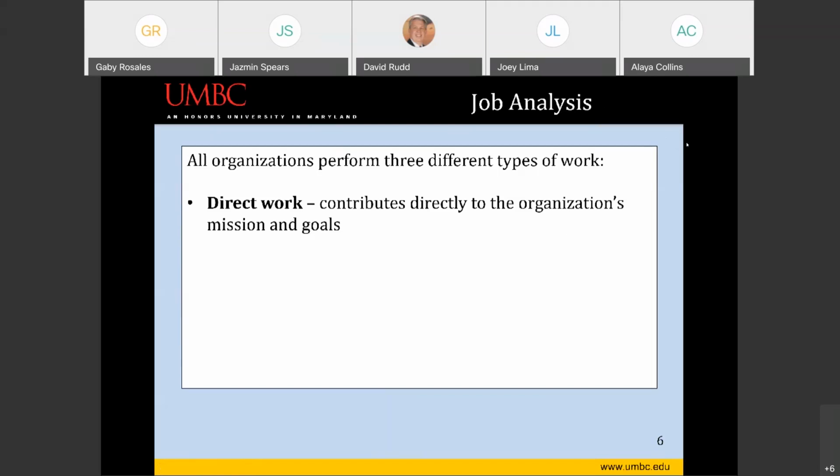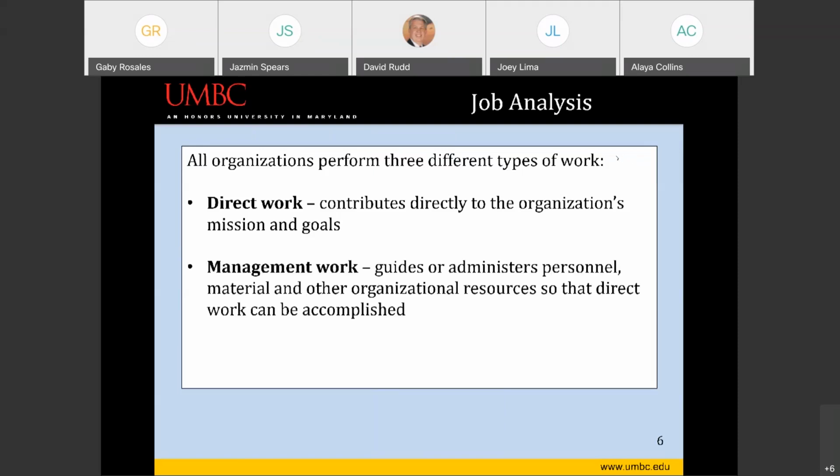In a restaurant, servers and cooks perform direct work because they support the mission of the restaurant in providing excellent food and service to the community. So that's direct work. The next one is management work. Management is those people that administer or guide people, and they basically include the managers and supervisors.